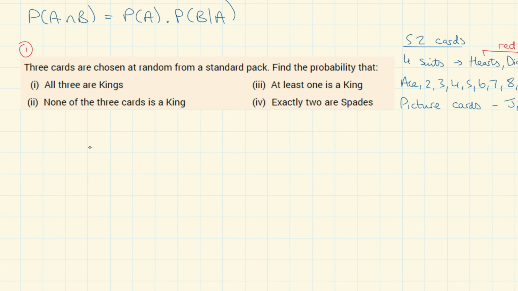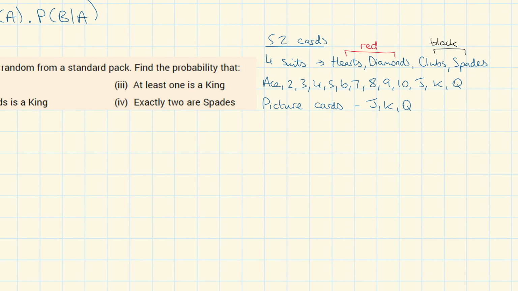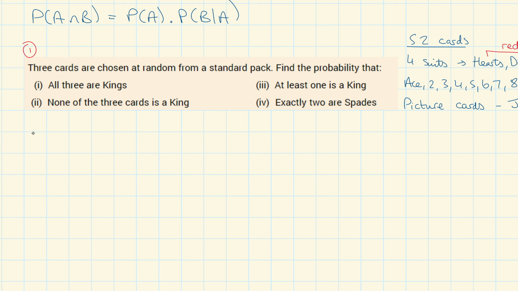So example 1 here, we have 3 cards chosen from a standard pack. So a standard pack, you can see here, has 52 cards, 4 suits, hearts and diamonds red, clubs and spades are black. Then we have our numbered cards, and our picture cards are Jack, King and Queen. Okay, part 1 here, probability all 3 are kings.